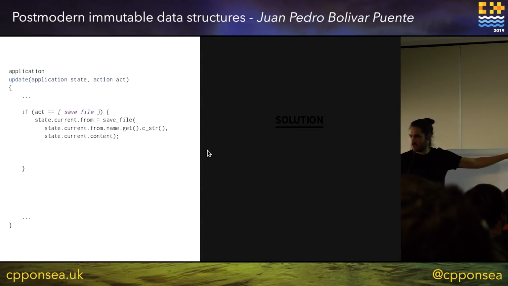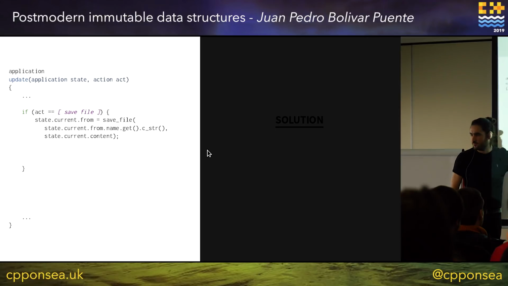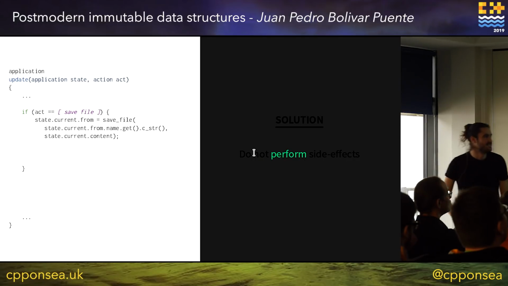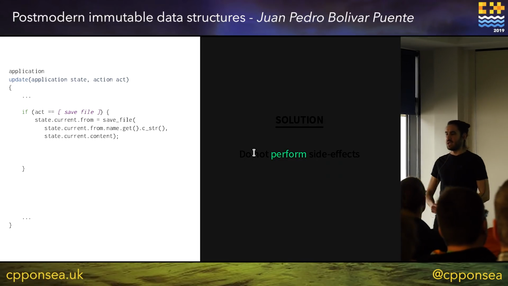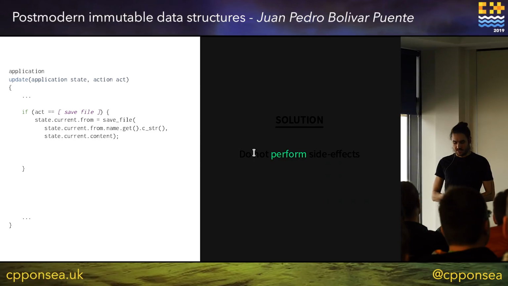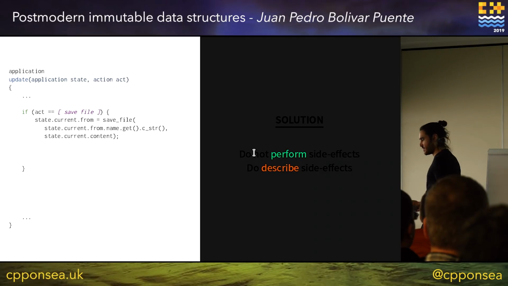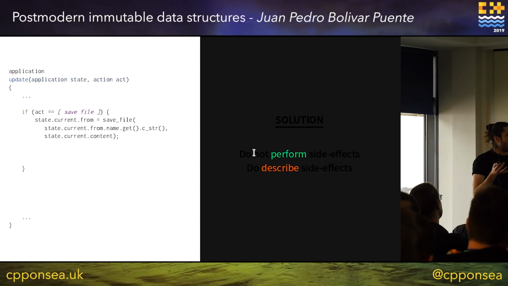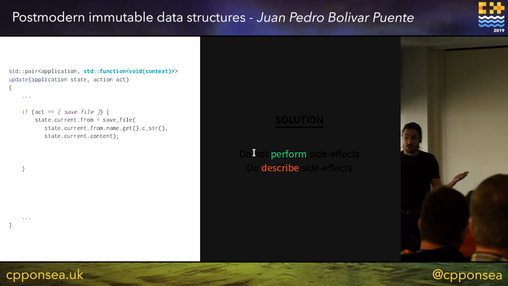Well, this is the same function written but with more space because I'm going to put some lines in between. So this is the update function, and here we're invoking save file, right? And what we're going to do is... now you cannot see the text. Well, I can just say this. The solution is we're not going to perform the side effect we want to do. Instead, we're just going to describe the side effect we want to do. There are many ways we could describe the side effect. What is the simplest one? I will say it's a procedure. So a function that takes nothing and returns nothing. It's a procedure.